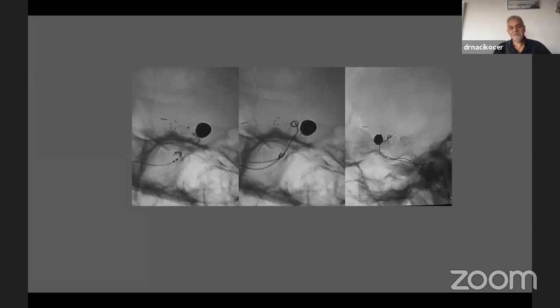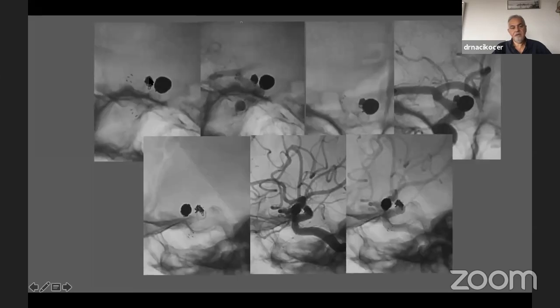Any retrievable stent is good for this technique. Again, the softest coil, squeezing the coil by a halfway deployed stent, and then coiling it properly, and then deploying the flow diverter in acute stage, and then loading the patient with anti-aggregation. This is another technique we can discuss.